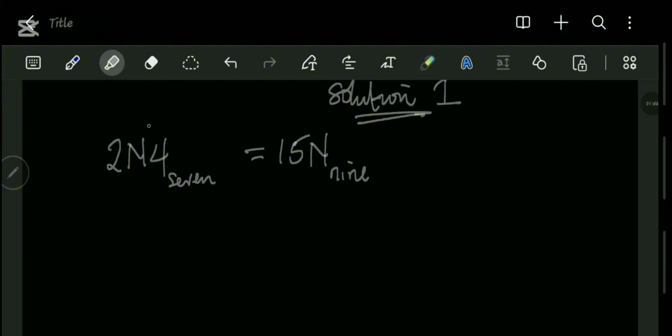But what do you notice? This number is in base 7 and this number is in base 9, which means they are different bases. So what we do here is convert each side to base 10. Convert this side to base 10 and this side to base 10. Why are we converting both sides to base 10?